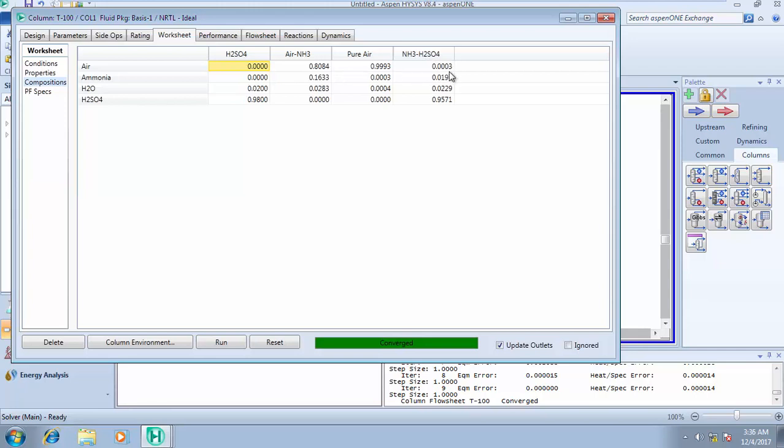The amount of ammonia we have in the pure air is 0.0003, which is very minute compared to what we had initially. The air ammonia mixture we were having 0.163, so we've been able to reduce it by over 1000%. Okay, so this is just how to run your design.